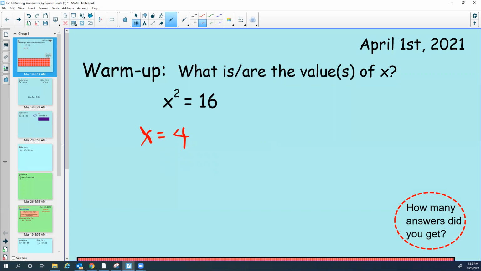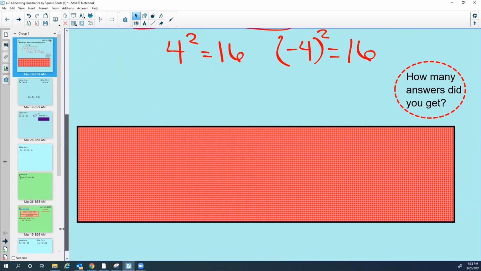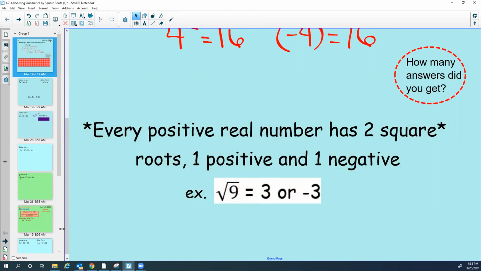And if you're thinking there's only one answer, there's actually going to end up being two answers, because not only does 4 squared equal 16, but negative 4 squared equals 16 as well. So x equals negative 4 would also be an answer. Every positive real number has two square roots, one positive, one negative. Another example of that is square root of 9. 3 or negative 3 would equal the square root of 9. So that's something to think about as we go through today's notes.